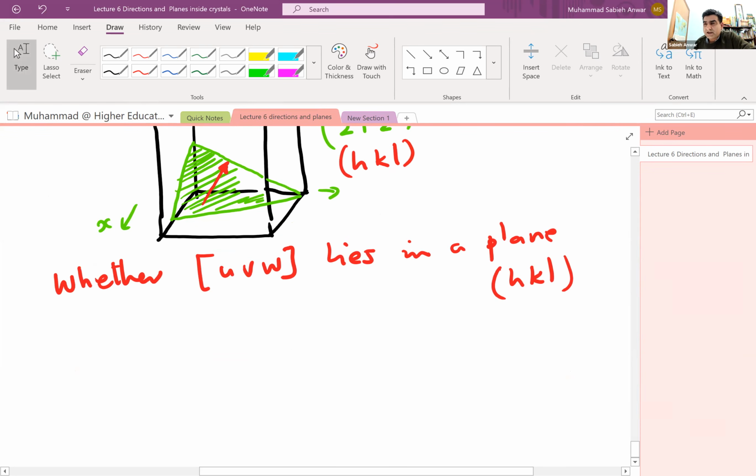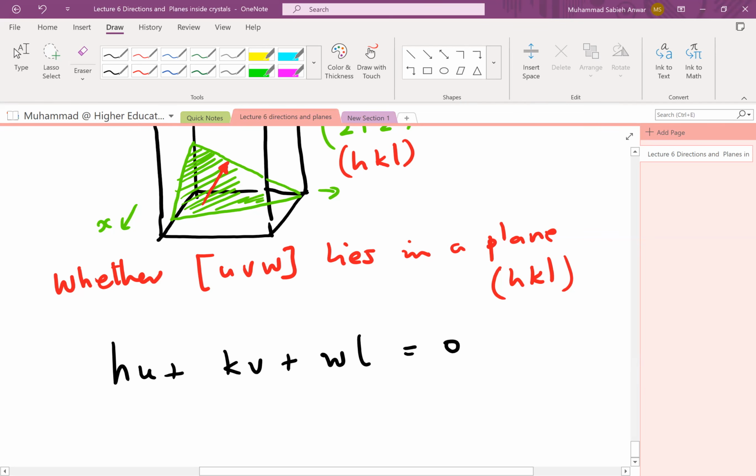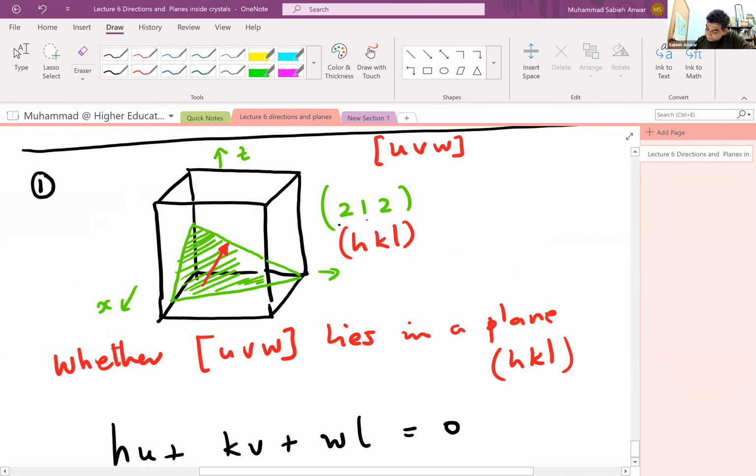In order to answer this question, and I'm going to state this without a proof, I can tell whether it lies in the plane or not if HU plus KV plus LW is 0. This is like the dot product, but these are not really vectors, so I'm not calling it a dot product, because HKL is just a set of Miller indices. So if this condition is satisfied, then the direction UVW lies inside the plane.